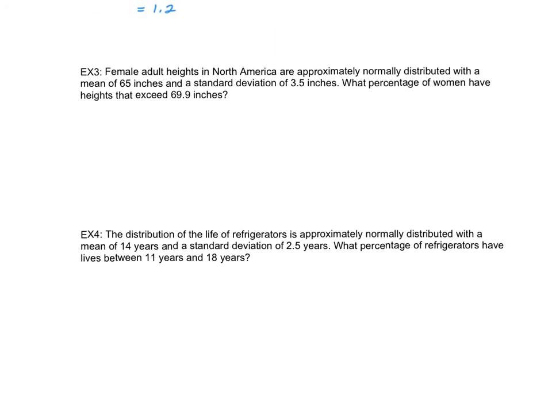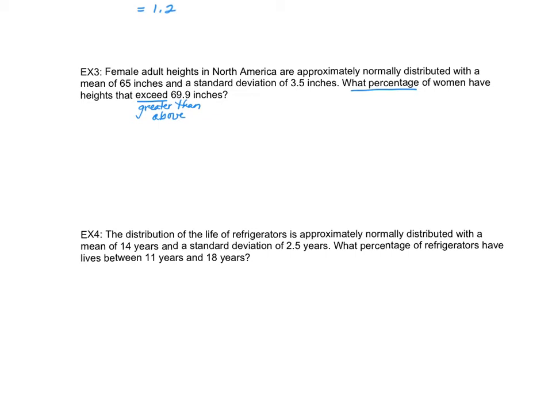Let's look at another one. We'll go back to female adult heights in North America. So remember, they're normally distributed. We have a mean of 65 inches, standard deviation of 3.5 inches. What percentage, so I'm looking at the z-score percentile table, of women have heights that exceed 69.9 inches? So exceeds means it's greater than, or above, 69.9 inches.